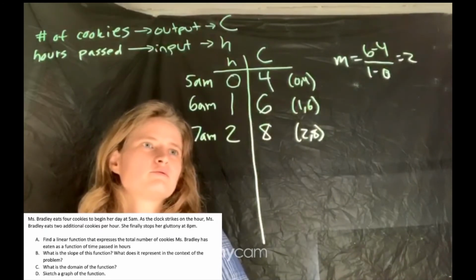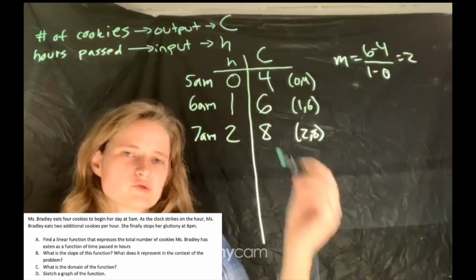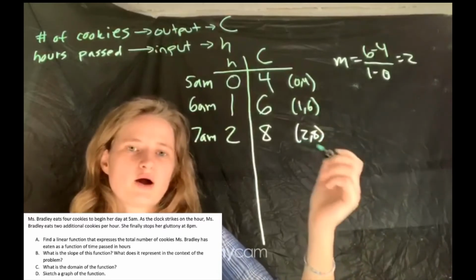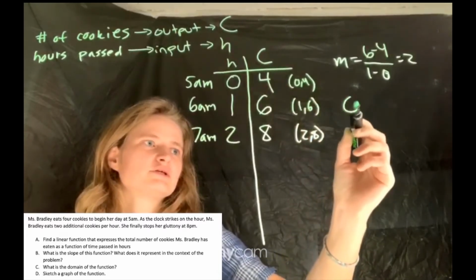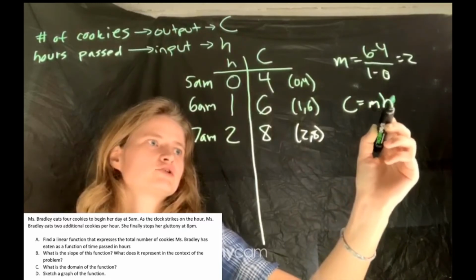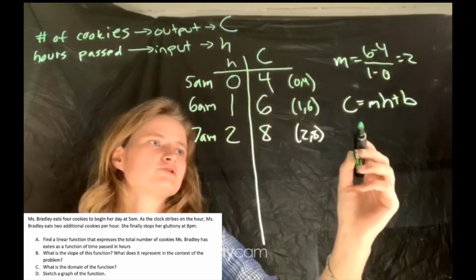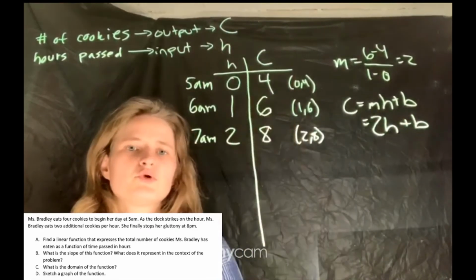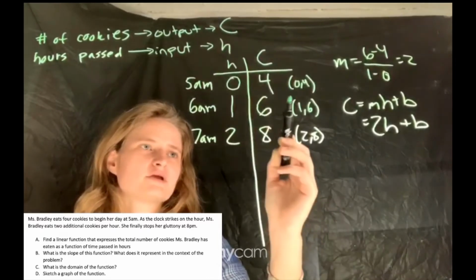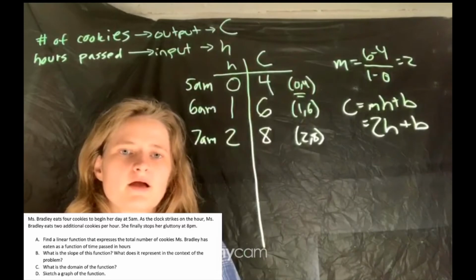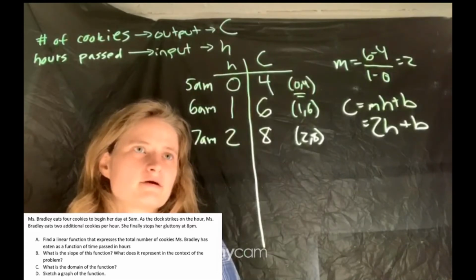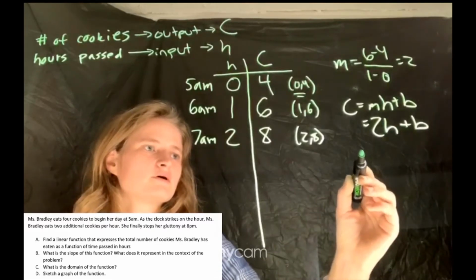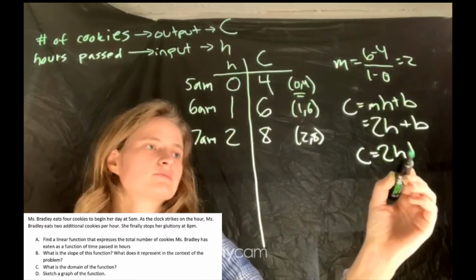And then we could use point slope form here because we have a point and we have a slope, or we could use slope intercept form, just instead of y and x, we're now using c and h. So c equals m h plus b. And we know that m is 2. Now we just need to figure out what b is. So let's look back at our points. We actually already have that. That was given to us in the problem. When 0 hours have passed, that is our y-intercept, and I've eaten 4 cookies. So therefore, b is 4. So c equals 2h plus 4.